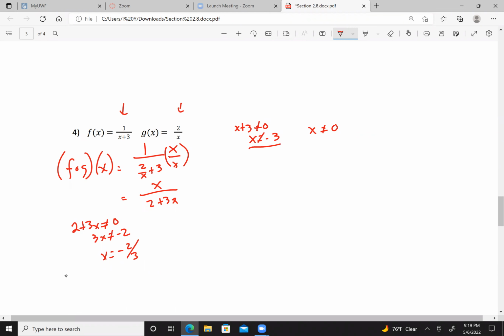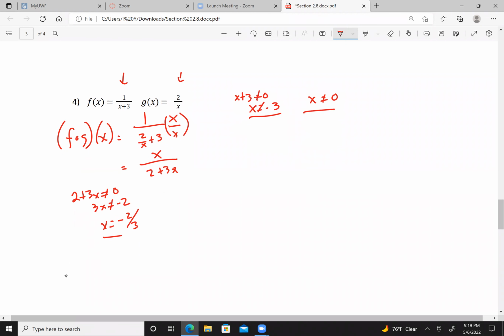So now I have 3 restrictions. And I think the easier way, we could do this in negative infinity to negative 3, negative 3 to negative 2/3, negative 2/3 to 0, and 0 to infinity. Or x does not equal negative 2/3, negative 3, or 0. Either of those will work in my mind, depending on how it says to list them.